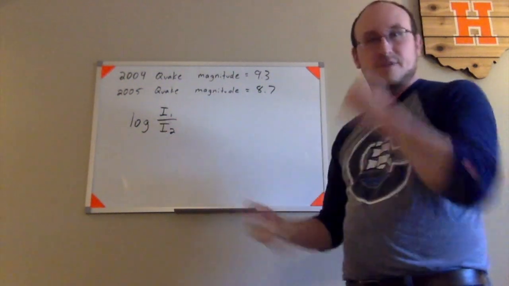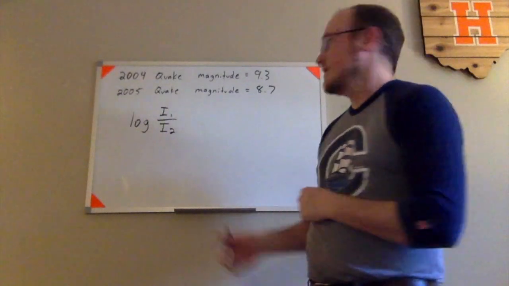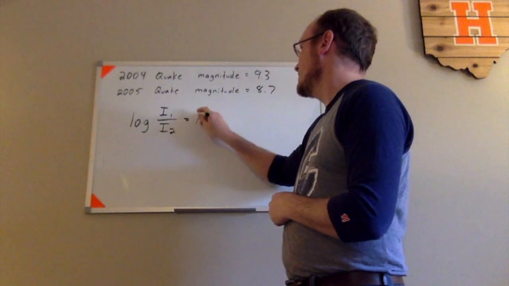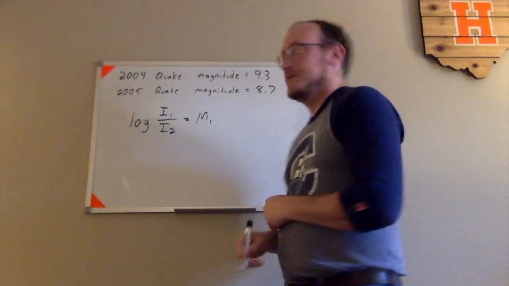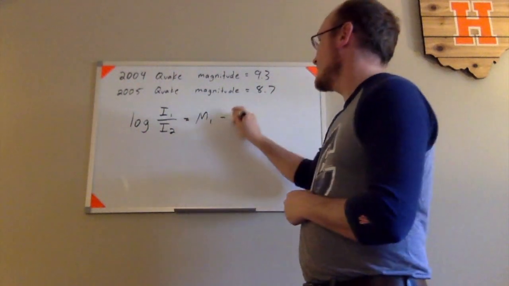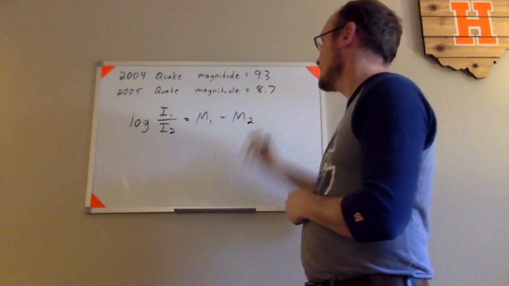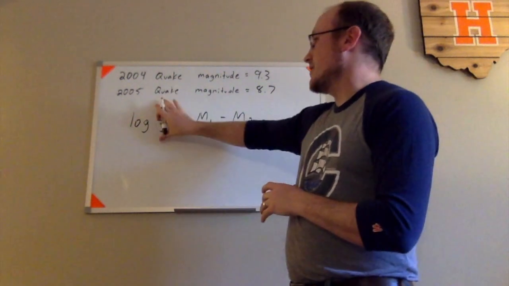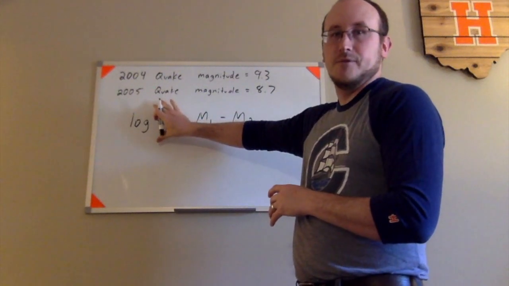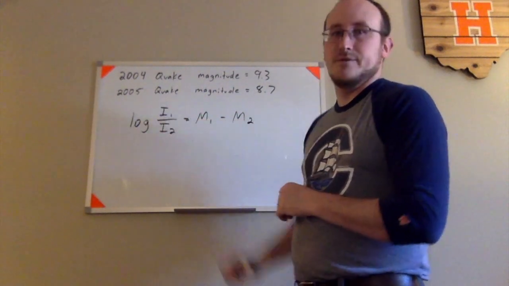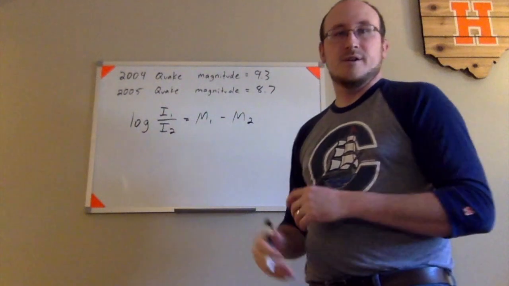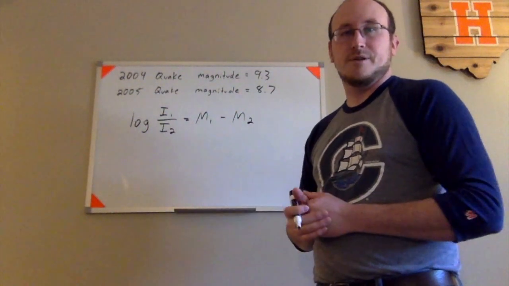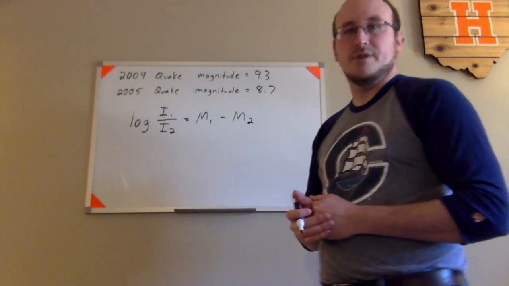Those intensities are reported from a seismograph like that. And that is going to, in fact, be equal to the magnitude of earthquake 1 minus the magnitude of earthquake 2. So this ratio right here is what we're going to try to solve for, since we don't know either of those things. That ratio right there will allow us to compare the two earthquakes and see how many times more intense one was than the other.